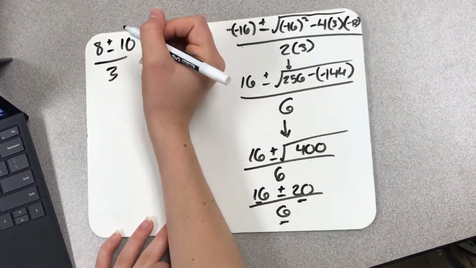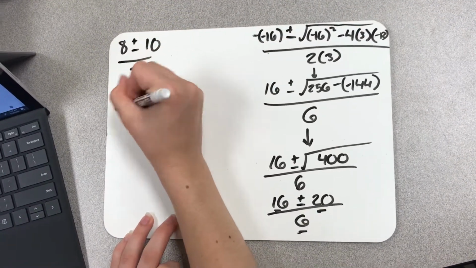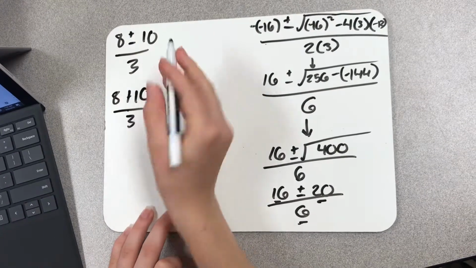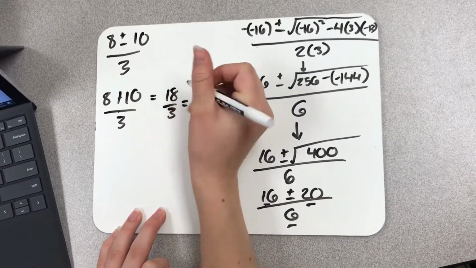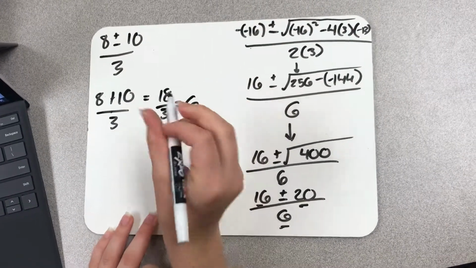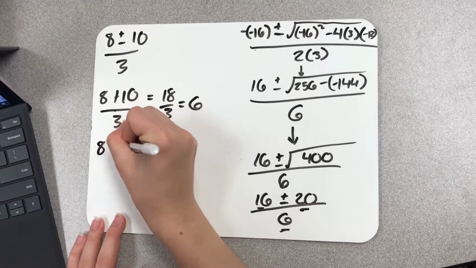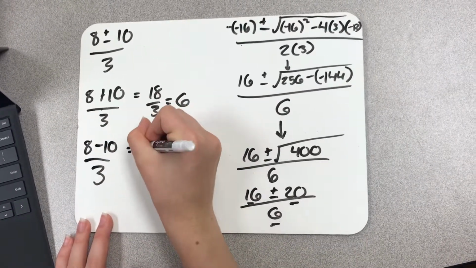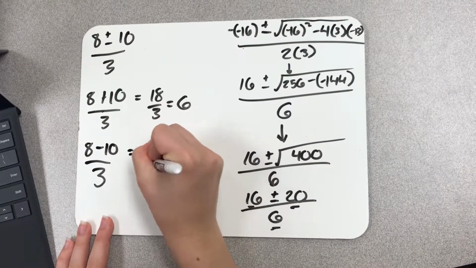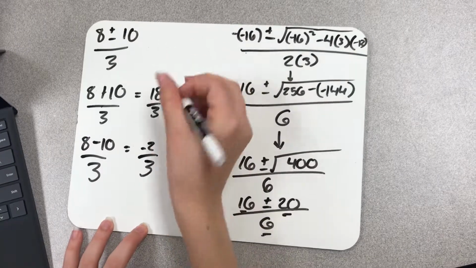Now, this equals 8 plus 10 over 3. Start with the addition. That equals 18 over 3. So your first answer is 6. It's the first possible answer we have. Now 8 minus 10 over 3 is slightly different. It equals negative 2 over 3, which is just kept as a fraction. And these are your two answers.